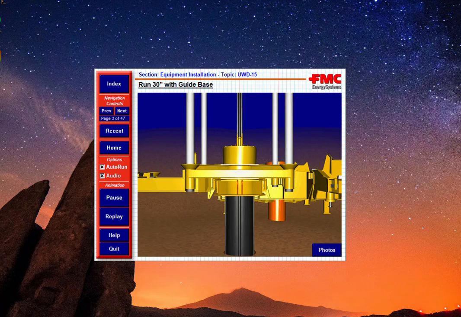are landed on the hinge over guide or hog. The guide base provides for alignment of the assembly.